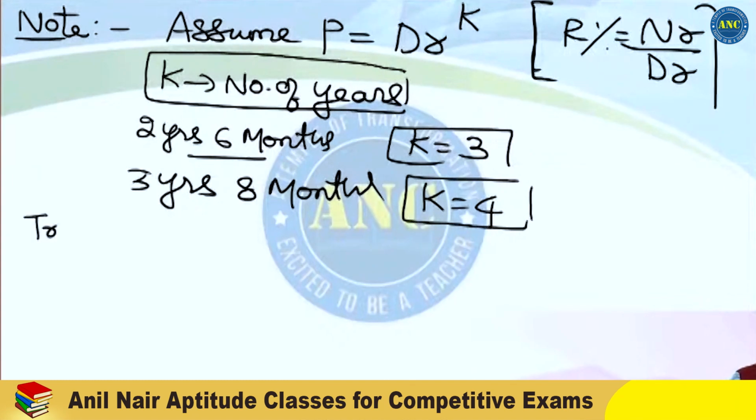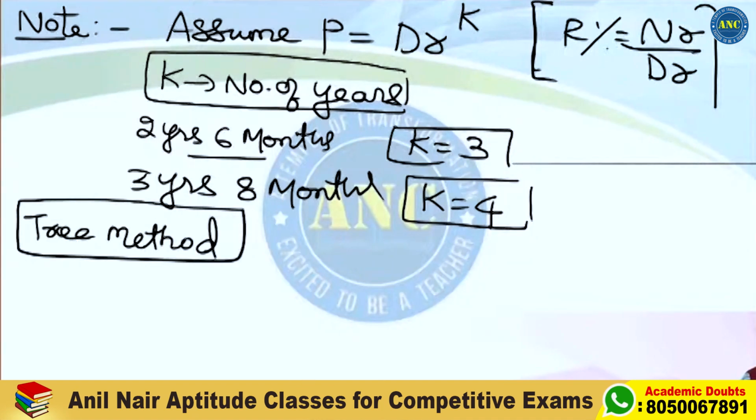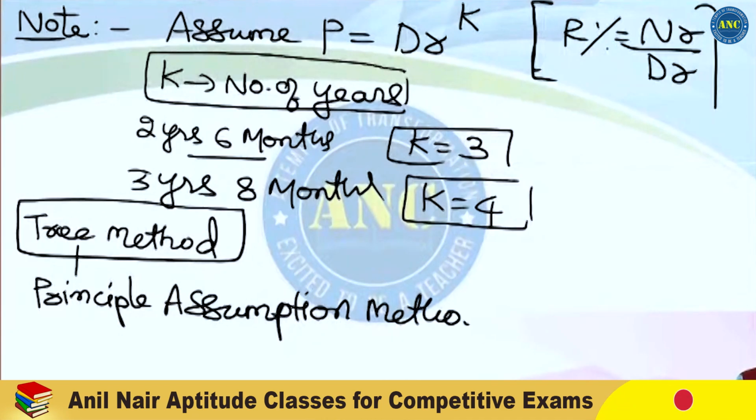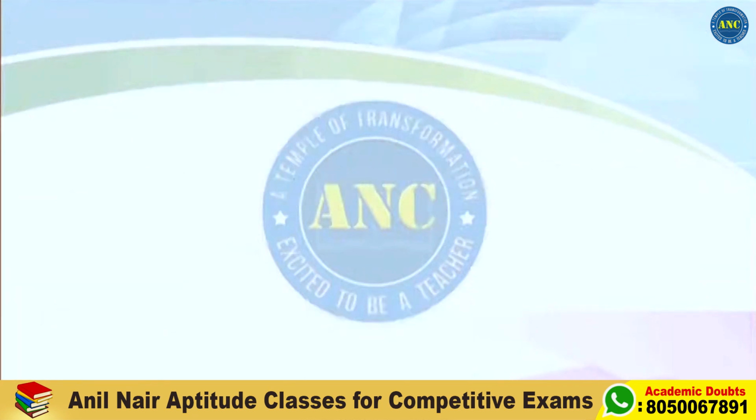This method is popularly called the tree method in the NCERT textbook. It is also called the principal assumption method. K is the number of years. We will see one by one. Just hold on for a few minutes. Once you understand, you can do these answers orally.